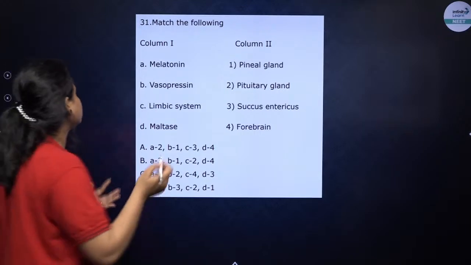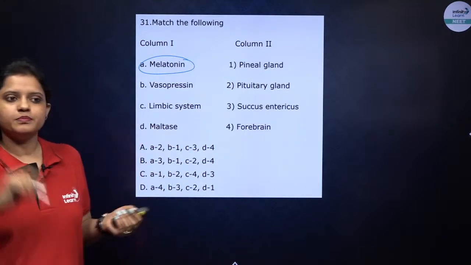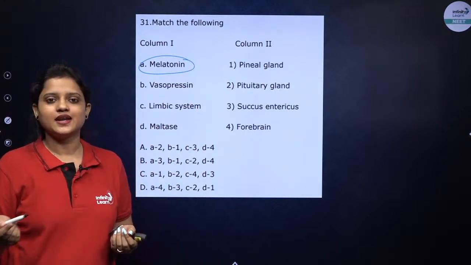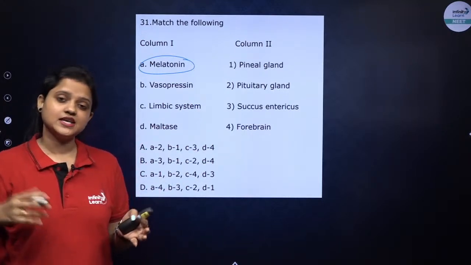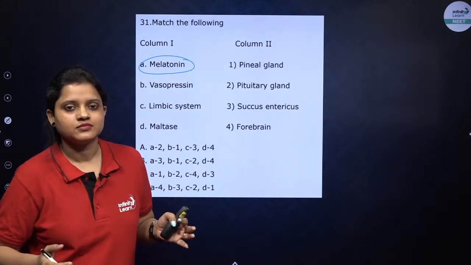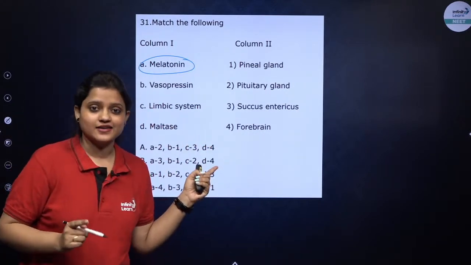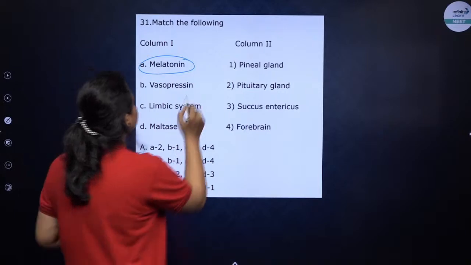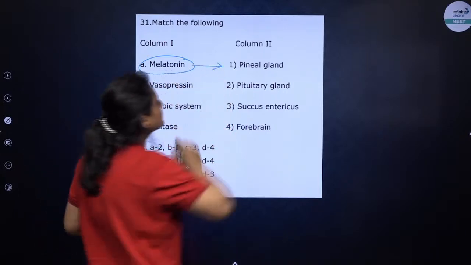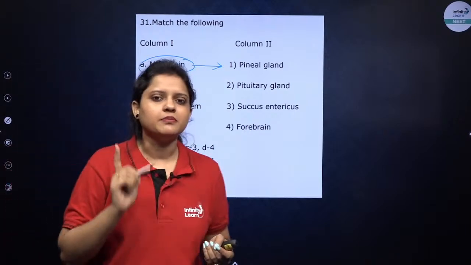Melatonin is the hormone which is released from the pineal gland, and it helps in maintaining your sleep-wake cycle, which is also known as circadian rhythm. Because of this we experience jet lag, right? So melatonin will be marked with pineal gland, and melatonin hormone is formed from an amino acid.